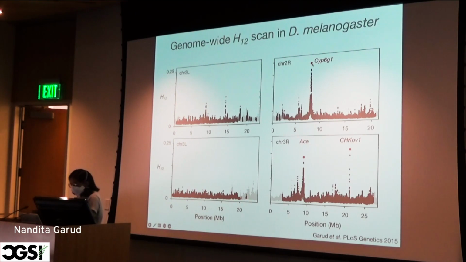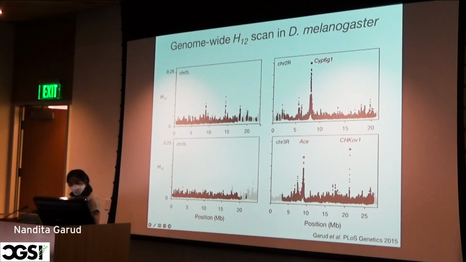In fact, if you take a look, you'll see that the 3 tallest peaks correspond to our 3 positive controls. And this was a really wonderful thing for us because it indicated that our statistic works. Remember, these are all soft sweeps, 2 arising from de novo mutation, 1 from standing variation. So it means that our statistic can detect both kinds of soft sweeps. But if you notice, there are other peaks in the data. What do they correspond to?